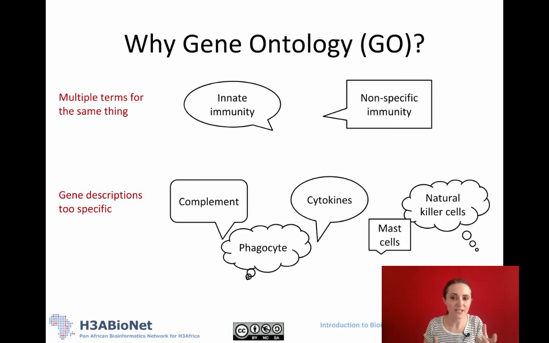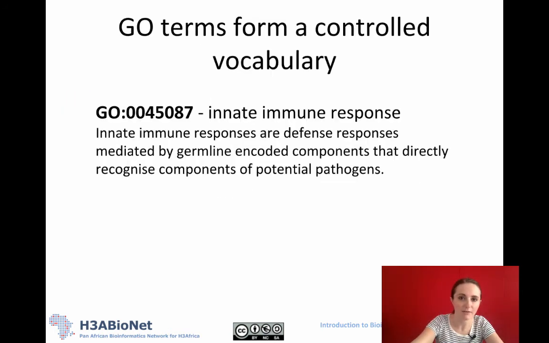Similarly, you have specific descriptions. So I could instead write my paper talking about the importance of my gene's role in natural killer cells, never ever mentioning innate immunity or non-specific immunity. Again, if a computer searched for innate immunity, it wouldn't find my paper, it wouldn't find my gene. So Gene Ontology is a way around this.